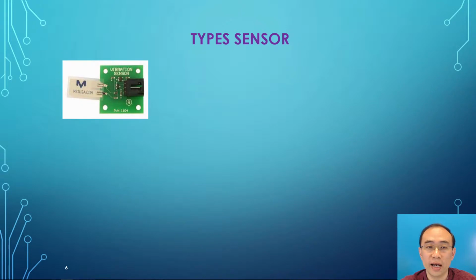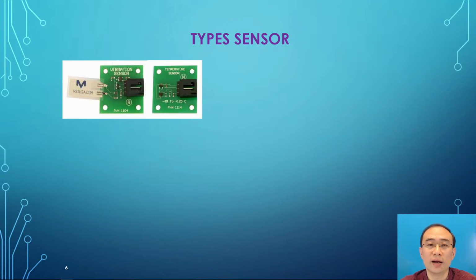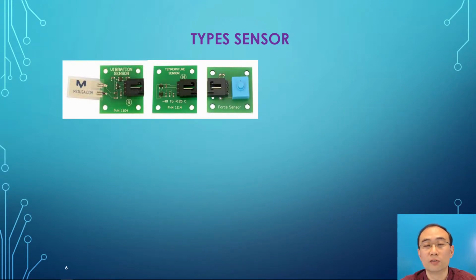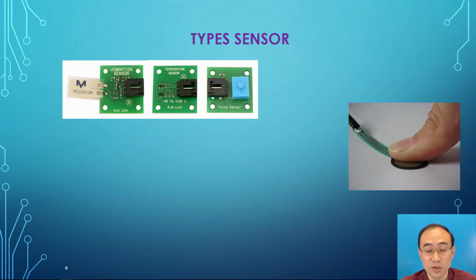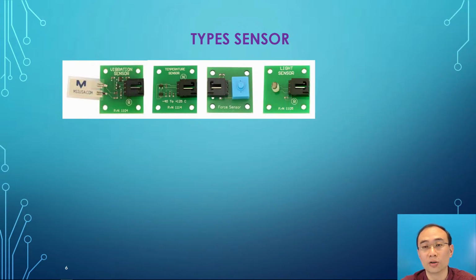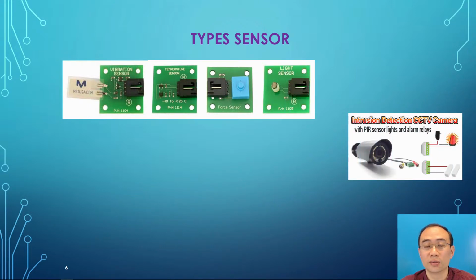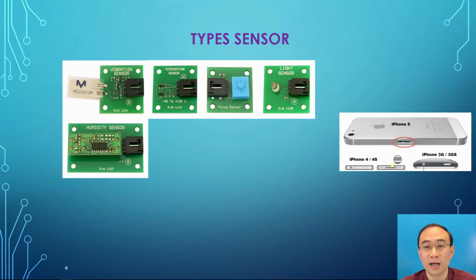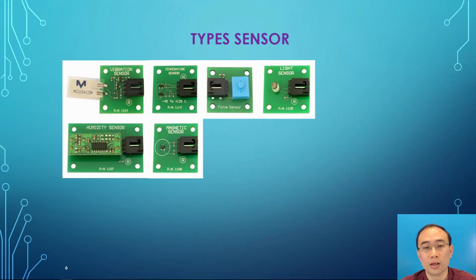There are different types of sensors. For example, we have vibration sensor to detect the motion. We have temperature sensor to measure temperatures. We have force sensor to detect pressure or pressing, and also we have LED sensors in those CCTV devices. Humidity sensor. Do you know that we even have humidity sensor in our mobile phone? In fact, iPhone has humidity sensors to make sure the device is working in a dry environment.